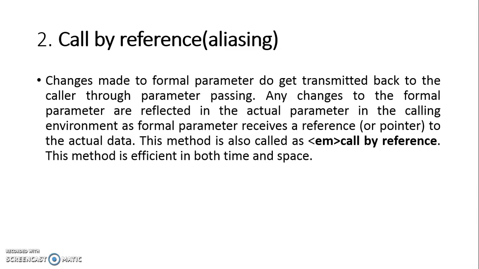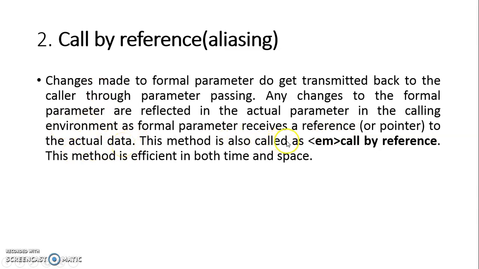Changes made to the formal parameters do get transmitted back to the caller through parameter passing. Now see the difference. In the previous one, the formal parameter value was not transmitted, but in the current situation, the formal parameters will get transmitted back to the caller through parameter passing. Any change to the formal parameter is reflected in the actual parameter in the calling environment, as the formal parameter receives a reference or pointer to the actual data. We are not passing the value, we are passing the reference. So here the value of the actual data will also get changed.